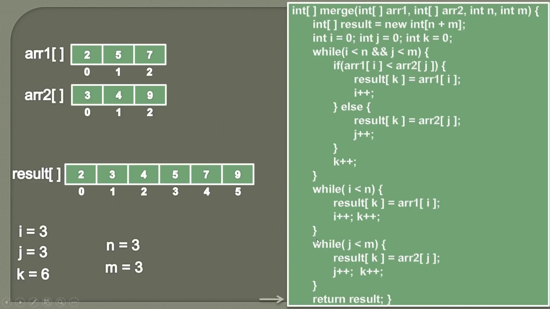So friends, finally you can see that we have merged these two sorted arrays into a result array which is also sorted. So finally we'll return the result from this algorithm. In this video we discussed the algorithm for how we can merge two sorted arrays.